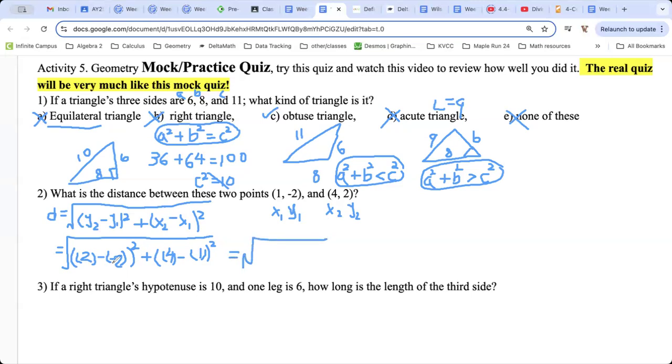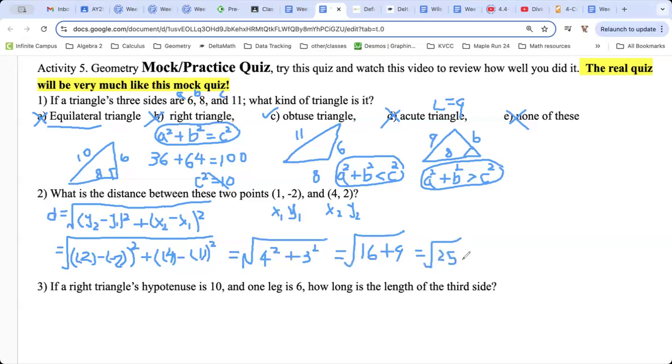So 2 minus -2 is 2 plus 2. So that's 4. 4 squared. And plus 3 minus 1 is 3, so 3 squared. And you have 16 plus 9, because 4 squared is 16 and 3 squared is 9. Add them together, you have the square root of 25.